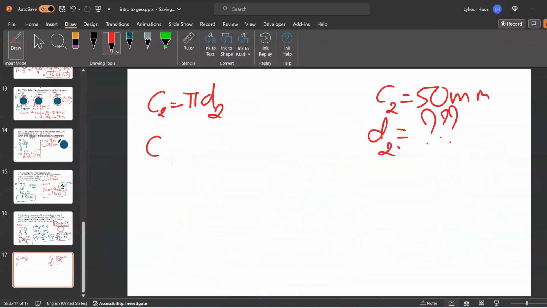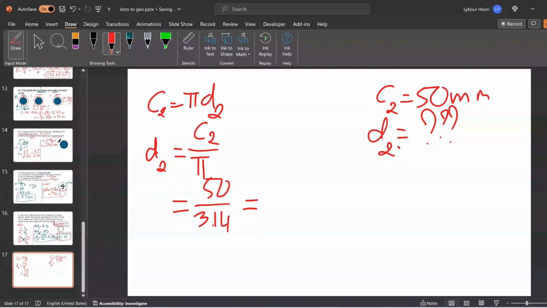So to find D2, it is C2 divided by pi. C2 is 50, divided by pi, 3.14. Let's see the result. 50 divided by 3.14. I'm going to calculate. It is 15.92. Yes, 15.92.